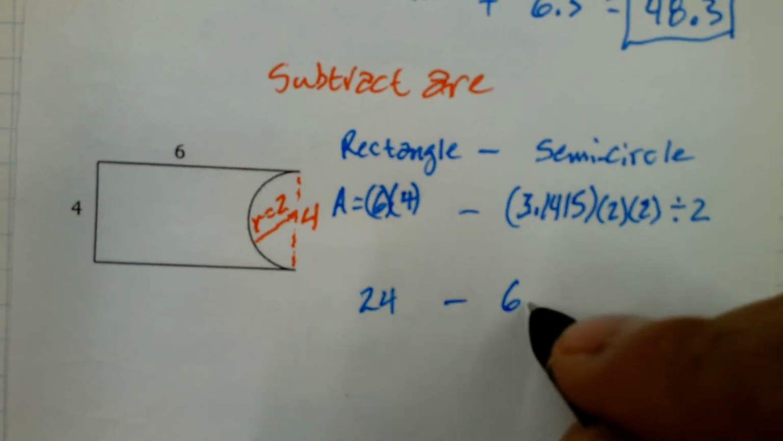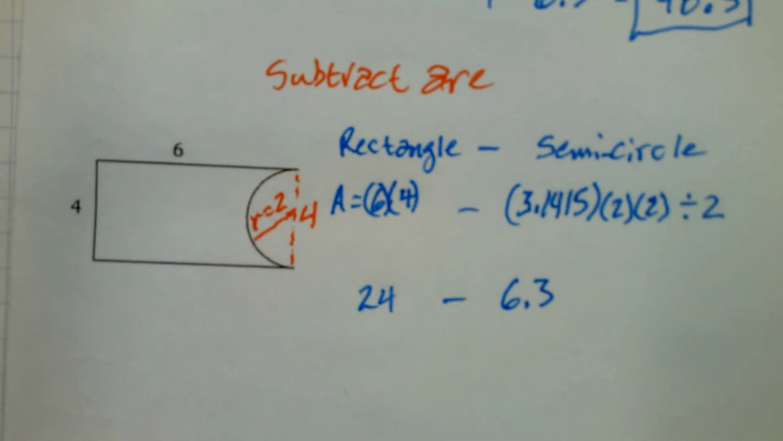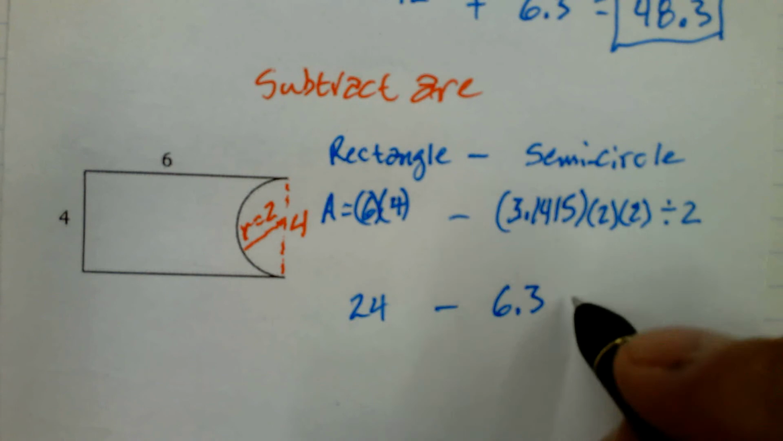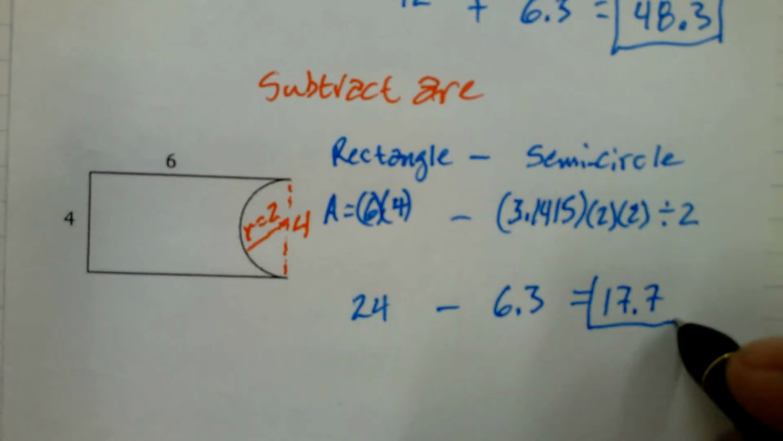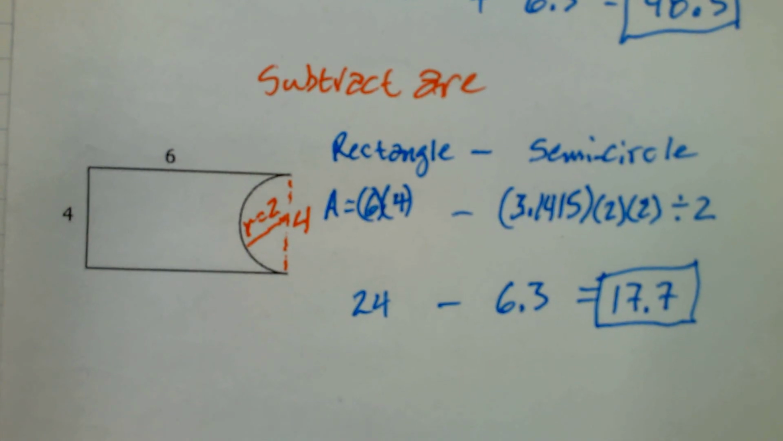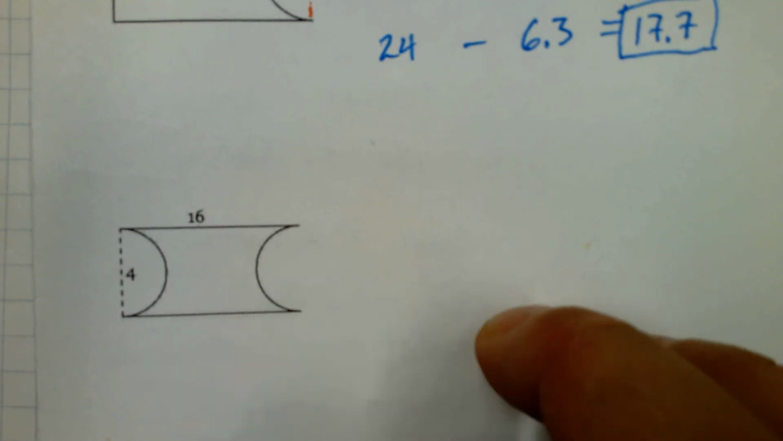Isn't it technically the same area as the semicircle above? Because it has the same diameter and the same radius. So we have 24 minus 6.3. 17.7. Okay. Good. We're almost done. Last one.